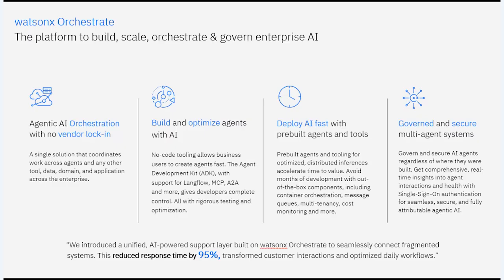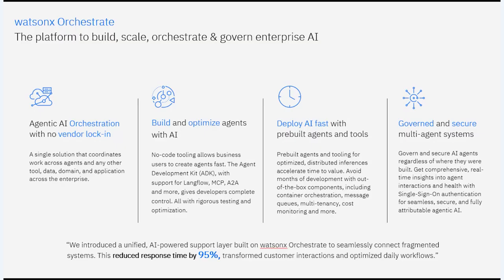Second, we have build and optimize agents. Build agents quickly with a no-code user interface. We saw that again in the demonstration. Or you can leverage the ProCode Agent Development Kit supporting IBM Bob, a software development lifecycle app, Langflow, Model Context Protocol, and agent-to-agent capabilities, giving developers complete control over the building process.